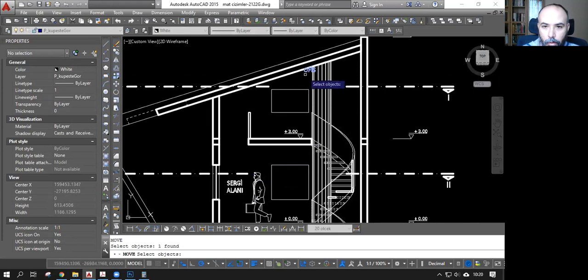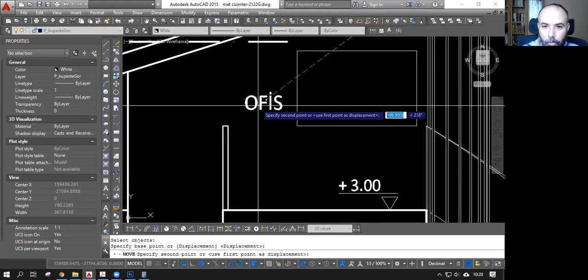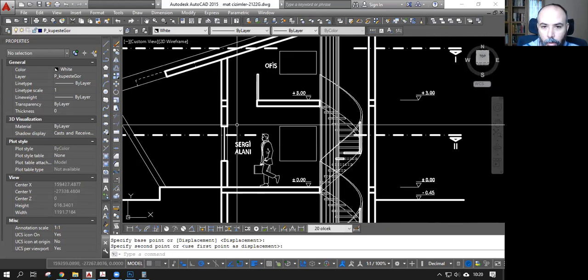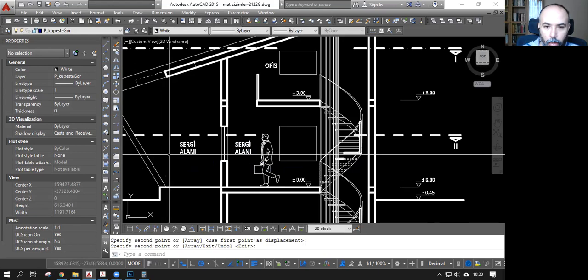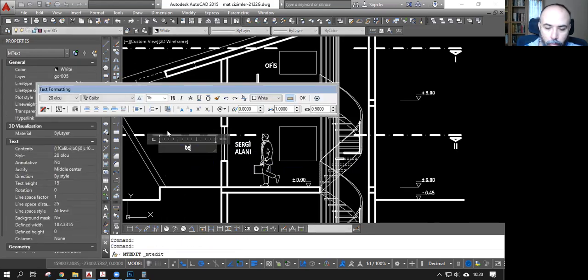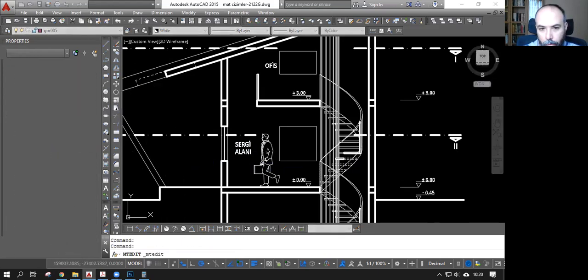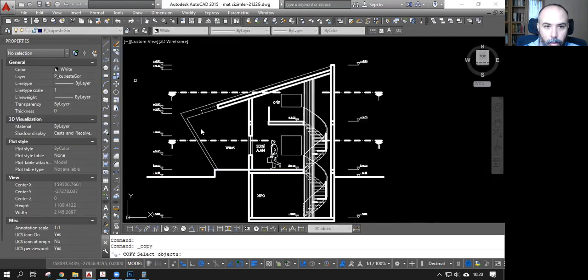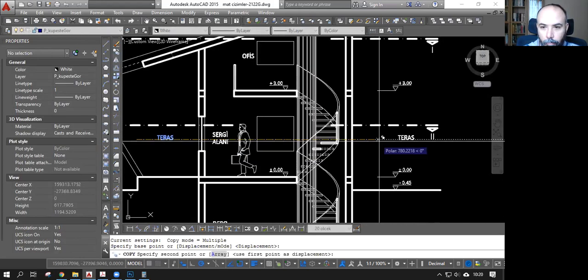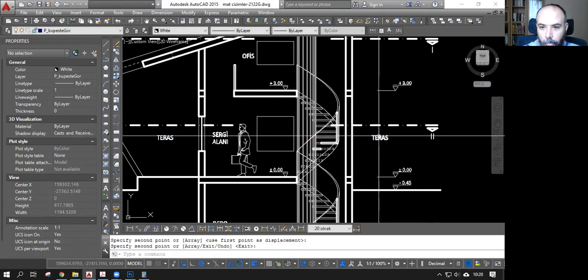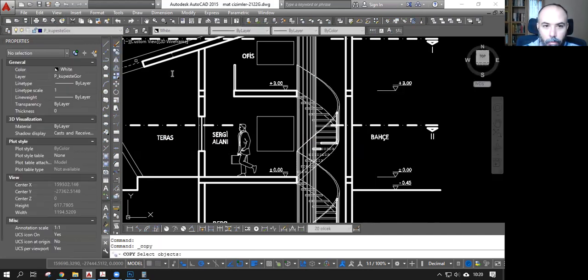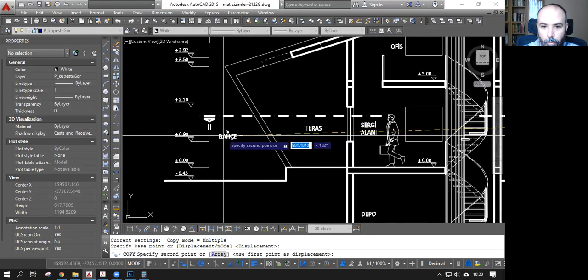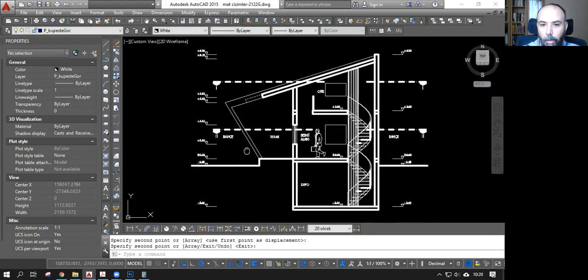This is the office area. And this is the terrace area. So I'm going to write it now. Terrace area. And this is the garden area. So I can write it in. Also, this is the garden area.